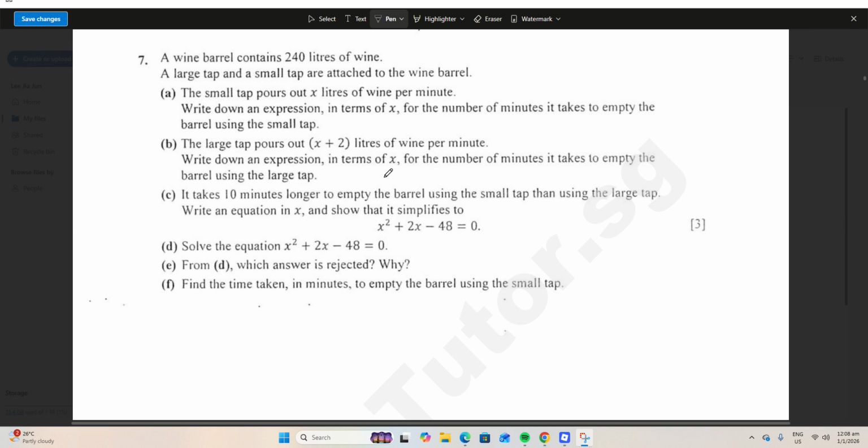Okay, it takes 10 minutes longer to empty the barrel using the small tap than the large tap. So in other words, I'm going to write out the equation. Okay, so in other words, x divided by 240.